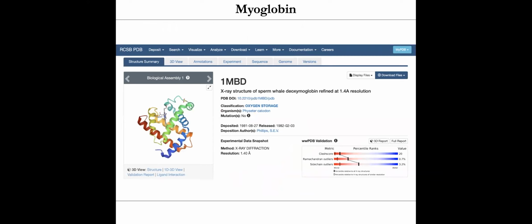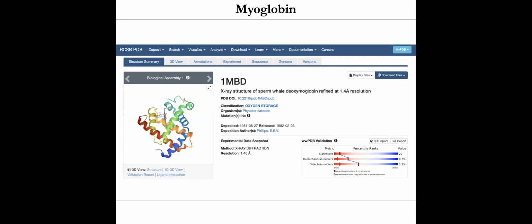Its code is 1MBD, and it's the X-ray structure of sperm whale deoxymyoglobin. So this is a myoglobin from a sperm whale, and it's deoxymyoglobin because it's not actually bound to oxygen. Sperm whale is actually my favorite animal, and whales and other diving mammals have a lot of myoglobin in their bodies to help them bind oxygen and do those deep dives.